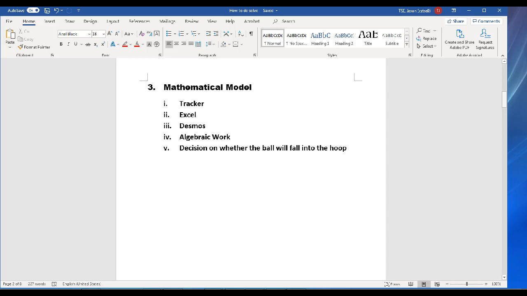Okay, so for the mathematical model part, we separate them into 5 smaller parts. So that's the sequence you need to do your work so that you could solve the problem that the assignment ask you to solve. So there are 5 parts. The first one is using tracker, the second one is Excel, the third is Desmos, and then you need to do algebraic work, and the last part is your decision on whether the ball will fall into the hoop.